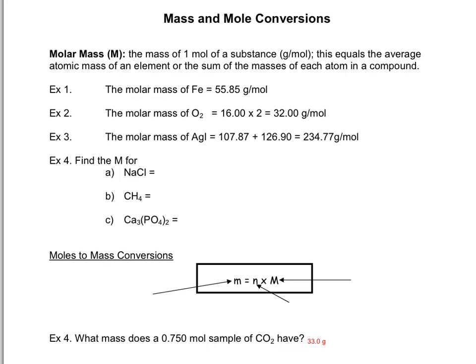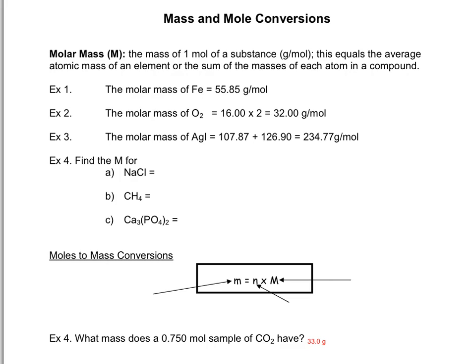Molar mass, or capital M, is the mass of 1 mole of a substance, in units called grams per mole. This equals the average atomic mass of an element, or the sum of the masses of each atom in a compound. For example, the molar mass of iron is 55.85 grams per mole. This is found by looking at the mass number for the element on the periodic table.